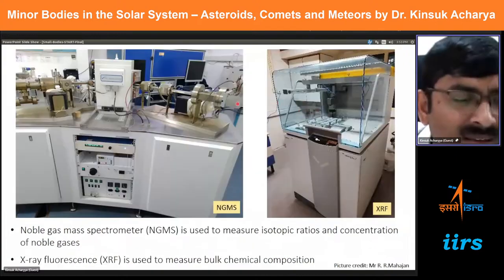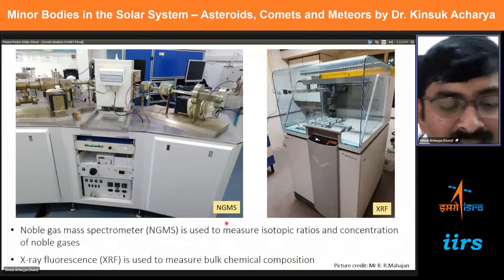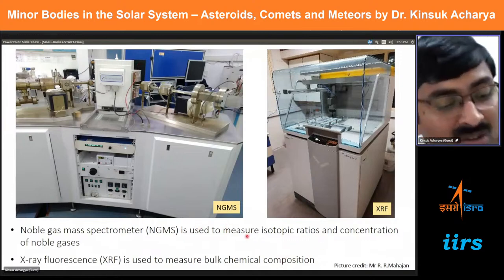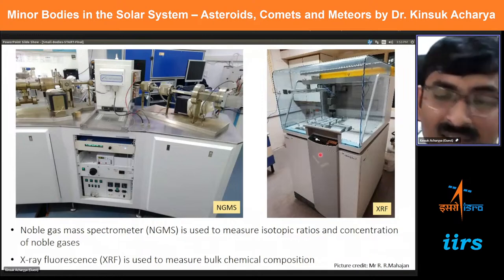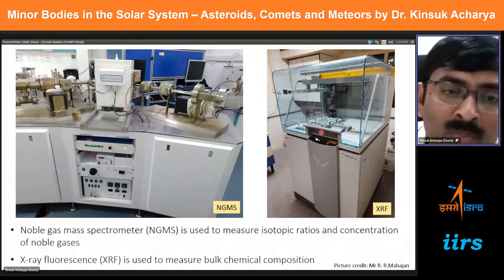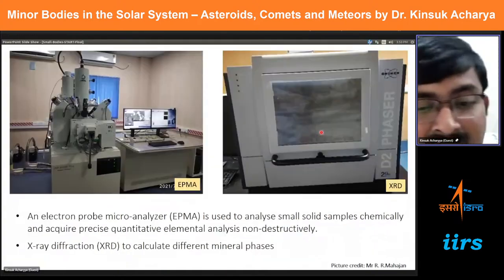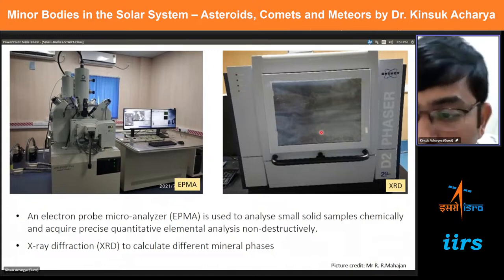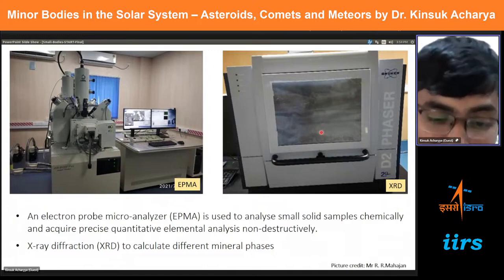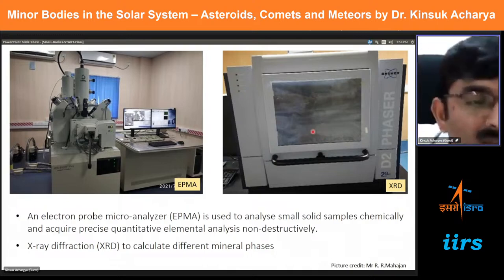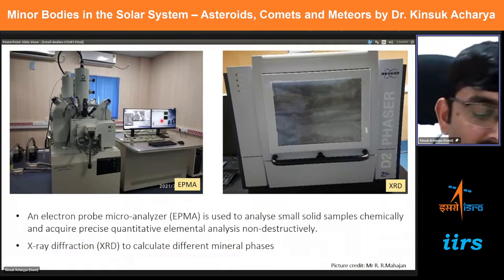Then we have other instruments like the noble gas mass spectrometer, NGMS, which studies the isotopic ratios and concentration of noble gases. Then we have XRF. With XRF, you can study the bulk composition. Then there are other instruments like EPMA, that is the electron probe microanalyzer, with which we can do elemental analysis. And this is the instrument which can study the sample non-destructively.